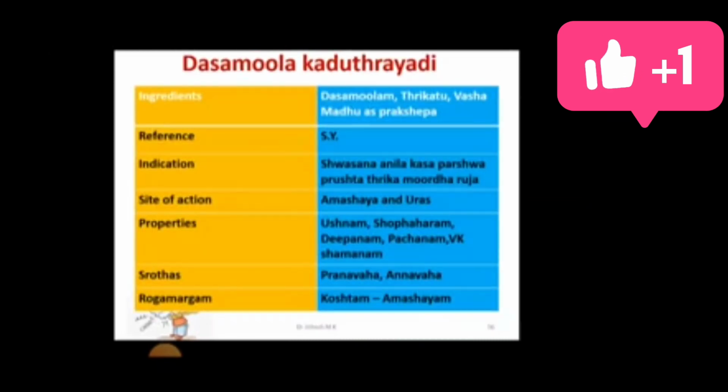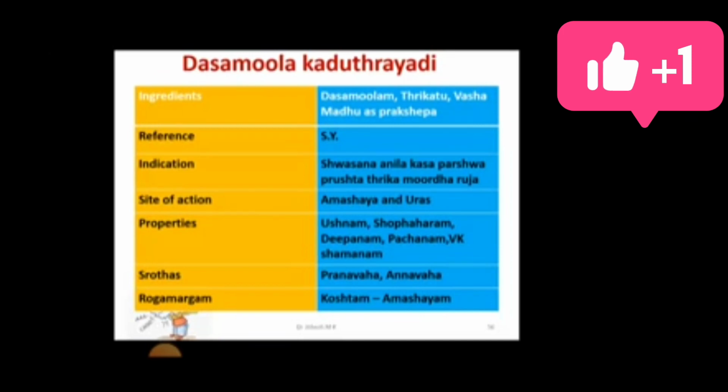Now we will go to the Dasamula Karutraya. Dasamula Karutraya Kashaye Savrushayireva Makshika Prabeda Swasana Anila Kasa Parsha Prishta Trigamurdha Rujasu Sampradesh. Almost Vyagradi and Dasamula Karutraya have some similarities and some differences. What are they? That we will see. Here the yoga is explained in Sahasra Yoga only. So here also the site of action is Amasya and Urus. The properties are Ushna, Deepana, Pachana, again Vata Kaphasamana. Almost all similar to the Vyagradi only.